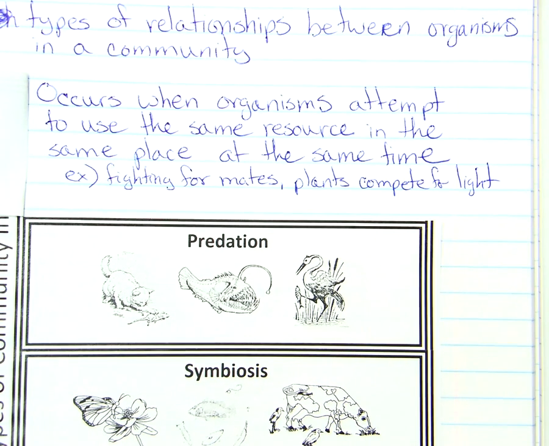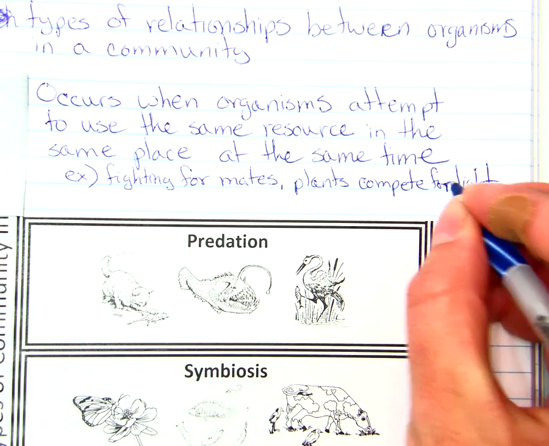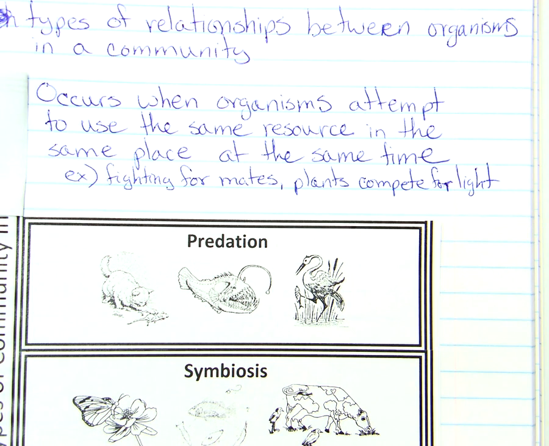The plants are going to compete for sunlight, especially in places like the rainforest. The plant that can grow the tallest is going to get the most sunlight.